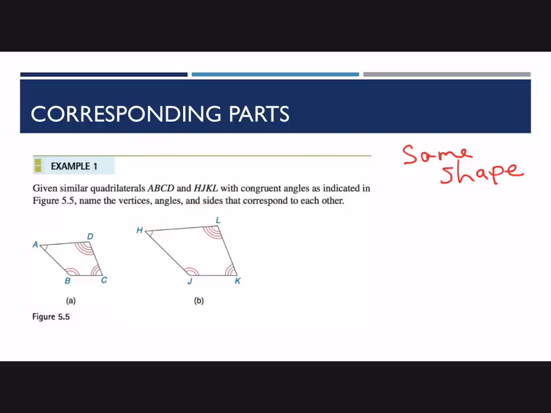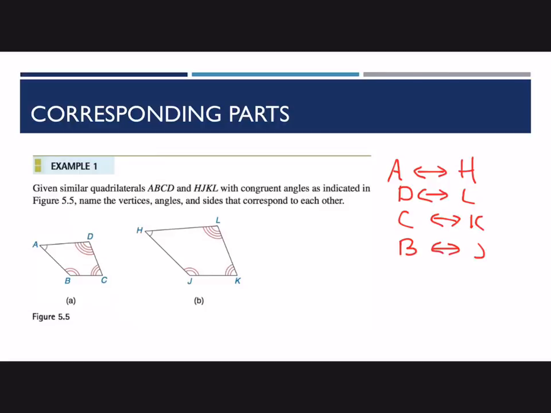Okay, so the congruent angles are indicated, and we want to name all of the corresponding vertices, angles, and sides. Alright, so based on the angles that are congruent, any angles that are congruent to each other would be the corresponding ones. And we use an arrow to indicate that. So we would say vertex A corresponds to vertex H, D corresponds to L, C corresponds to K, and B corresponds to J. Okay. Then for angles, we could go through and just put angle symbols here. So all of those angles correspond as well.